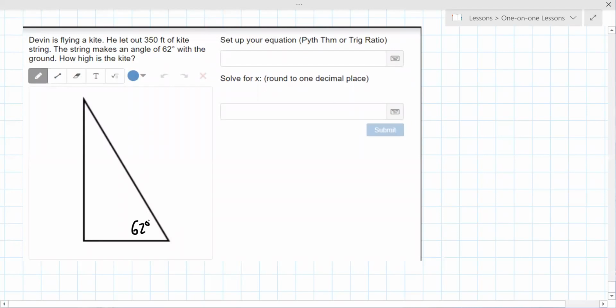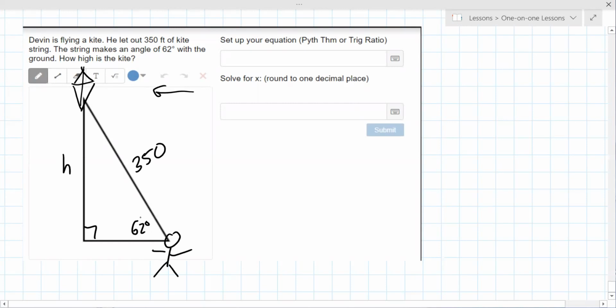So this is one of those a little bit odd ones. He's standing here and the kite's up here. So the 350 is actually this, which is rare when you know that, but the reason is that the wind is pushing it over, and that's why it's at an angle. I mean, this is right. So they want to know how high is the kite.